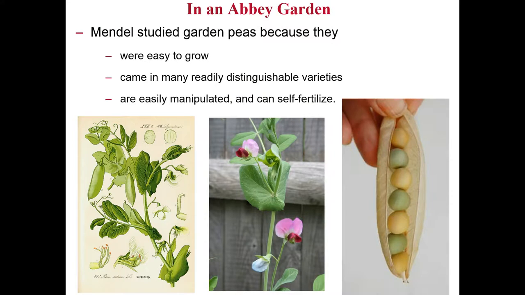Alright, so Gregor Mendel worked with pea plants. Pea plants were a wonderful choice. He kind of lucked out when he worked with his pea plants, because they're really easy to grow. He had all these different kinds of varieties, which you'll see in a little bit, and they're really easy to manipulate. You can allow them to self-fertilize, or you can manipulate them so that you can control the crosses between plants.